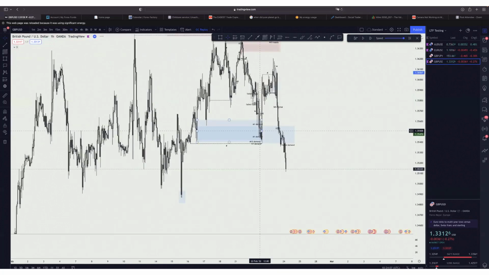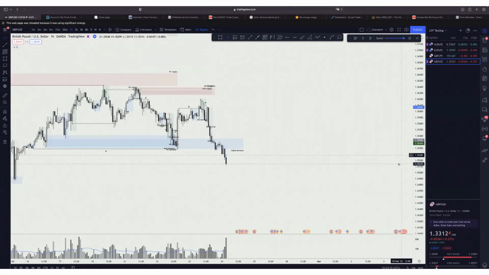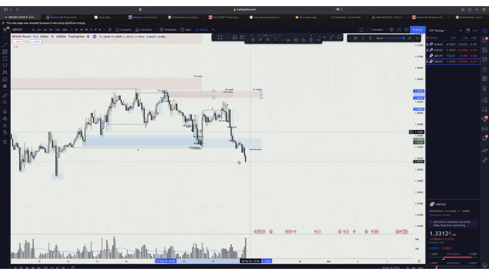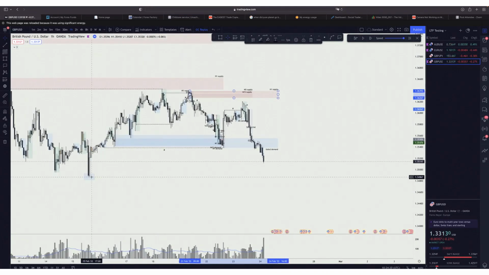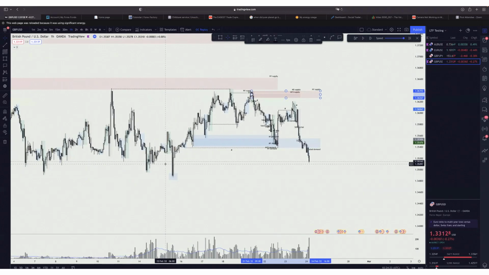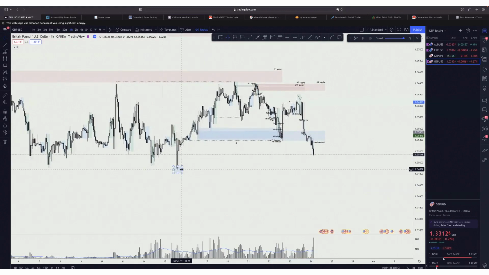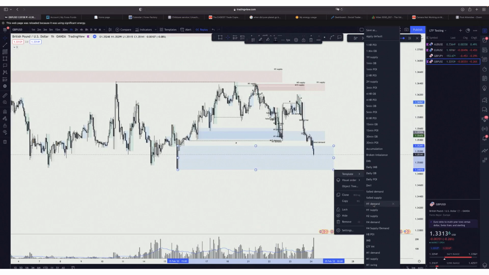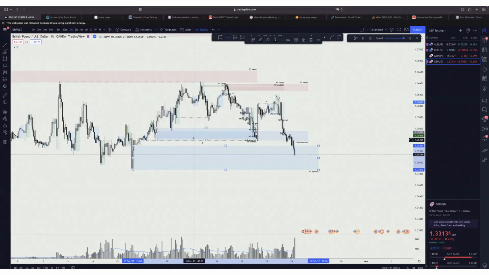Okay. So yeah, I did expect price to come back up here, but it didn't. So it just sold off from here. We do have another demand area, but I think sells are the safer option at the moment. I just can't seem to find one.